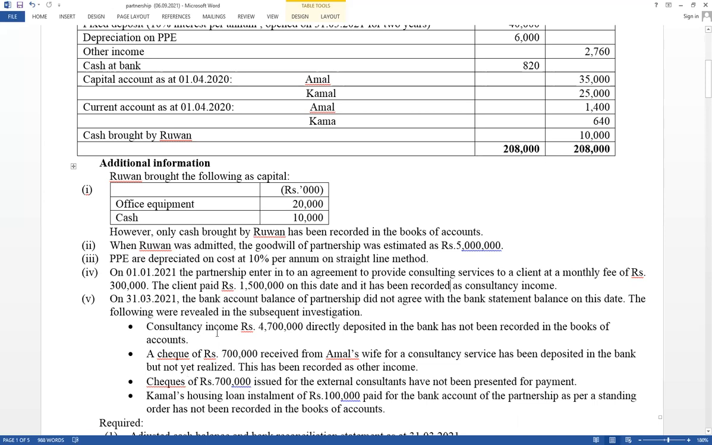First one, consultants income. 4,700 directly deposited in the bank has not been recorded in the books of accounts. Think double entry. And a check of 700,000 received from Amal's wife for consultancy service has been deposited in the bank but not yet realized. Unrealized checks. And this has been recorded as other income. Think how to correct it.